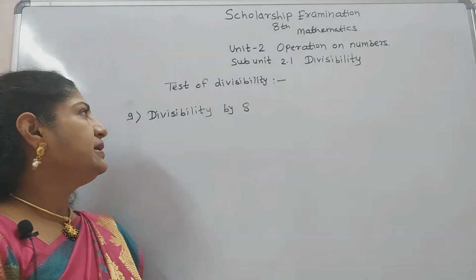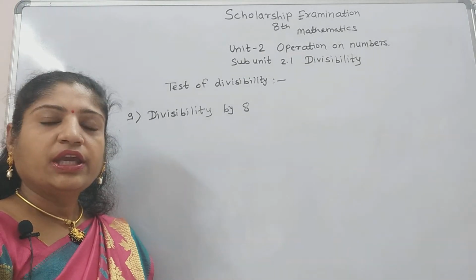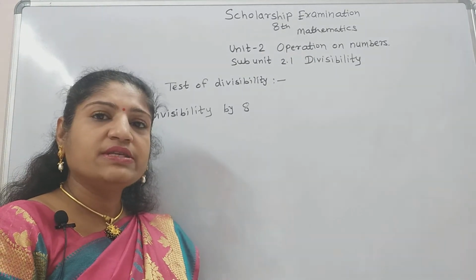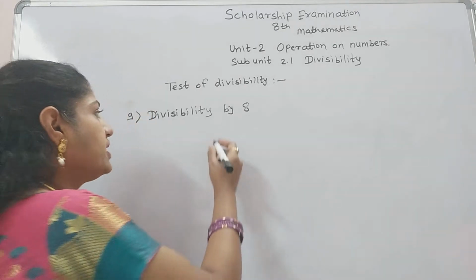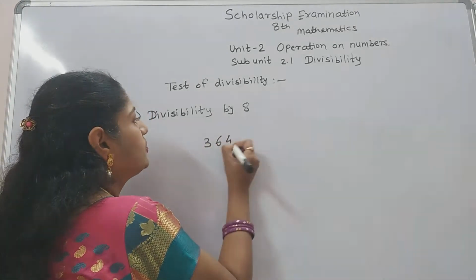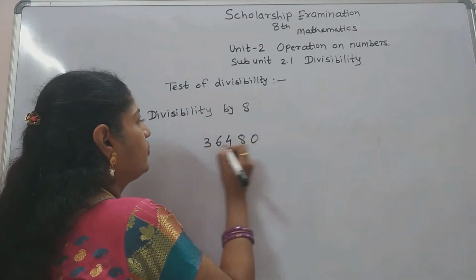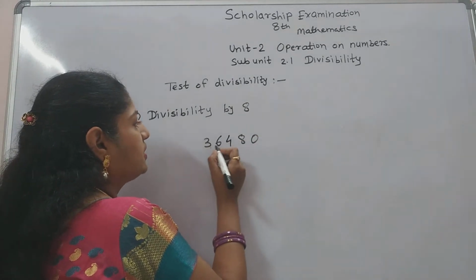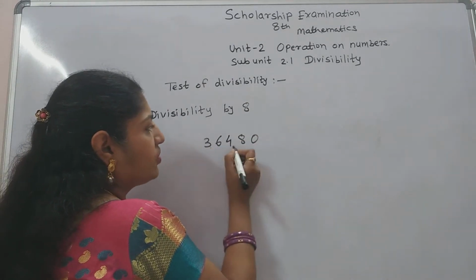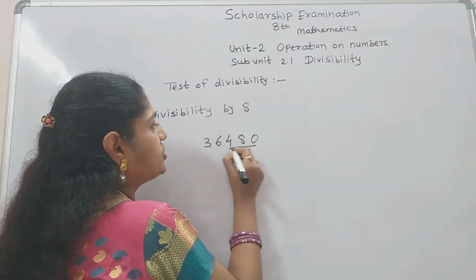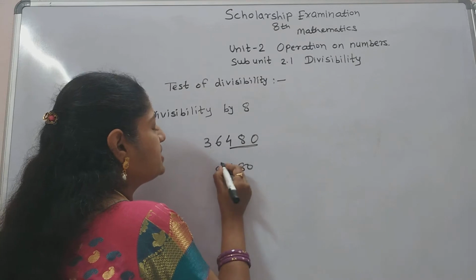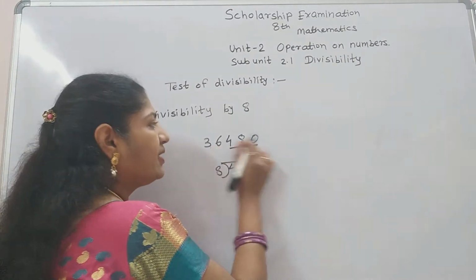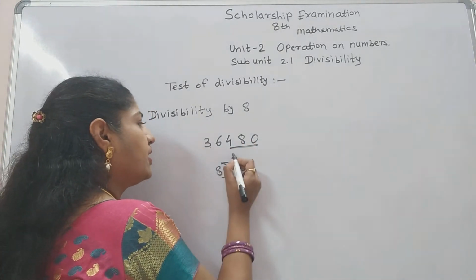Next test is divisibility by 8. If the last 3 digits are divisible by 8, then the number is divisible by 8. For example, 36,480. See the last 3 digits, 480. If 480 is divisible by 8, then this number is divisible by 8.